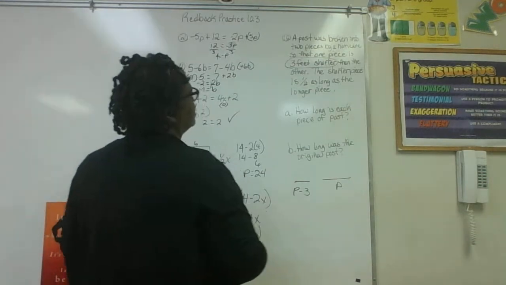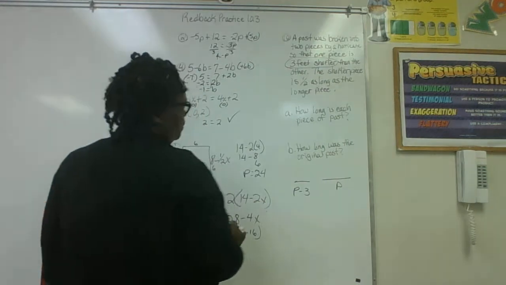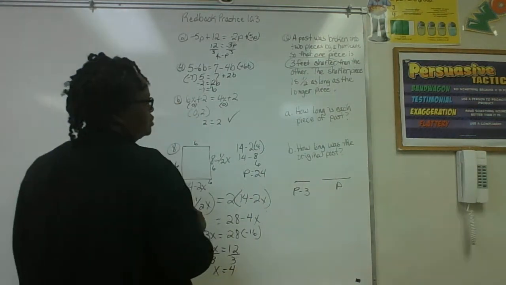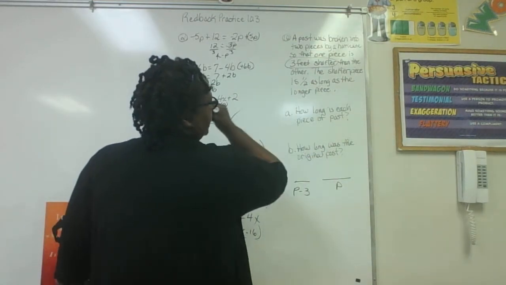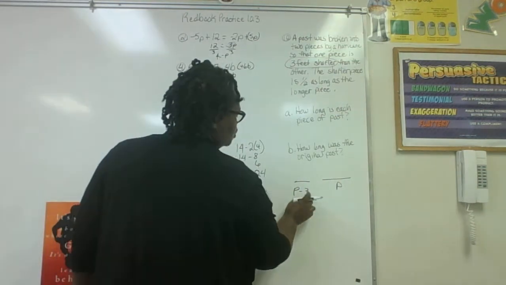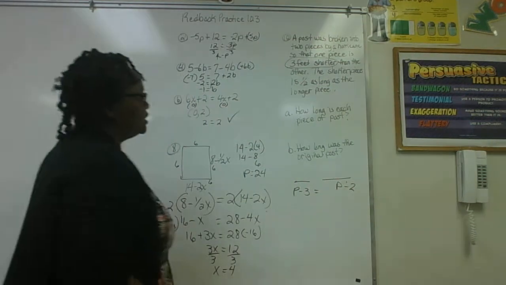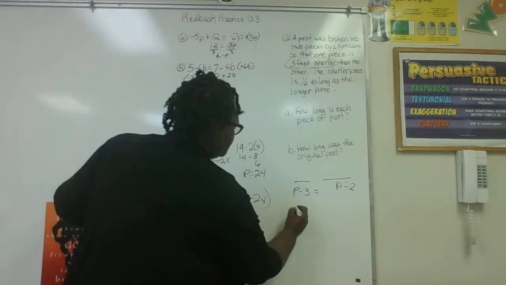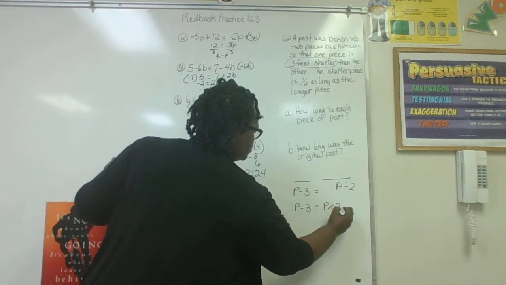Then it says the shorter post is half as long as the longer post. Well, if we have P minus 3 to represent the shorter post, and the shorter post is half as long as the longer post, then we can make the shorter post equal to the longer post divided by 2, because it says it's half the length. Okay? So with that in mind, we have an equation. P minus 3 equals P divided by 2.